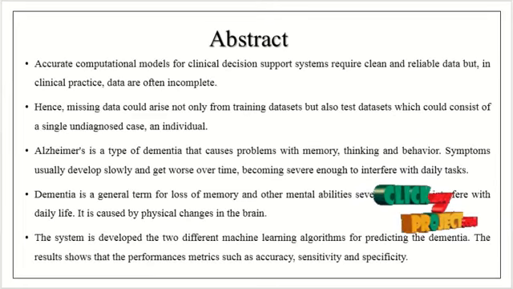Now we're going to discuss the project, practical strategies for extreme missing data imputation in dementia diagnosis. Now we're going to discuss the abstract of the process.